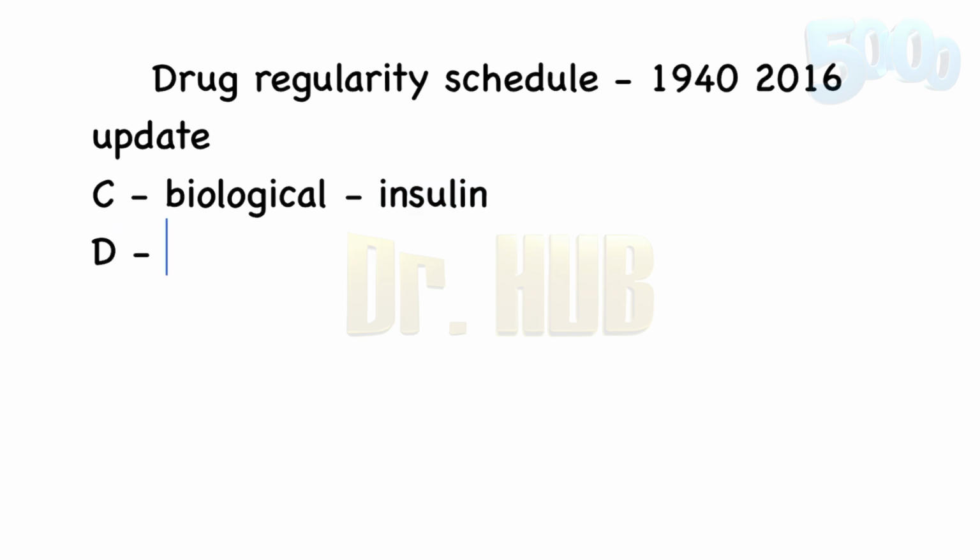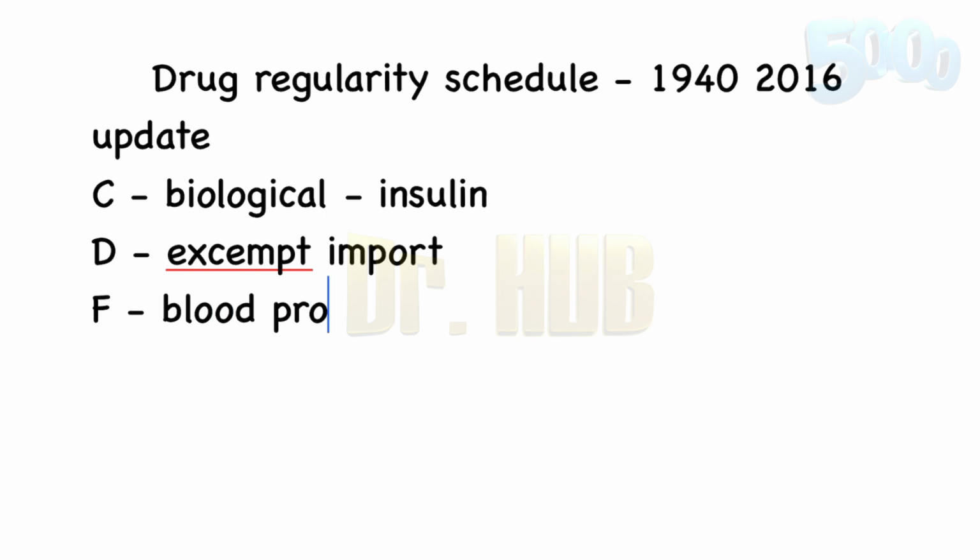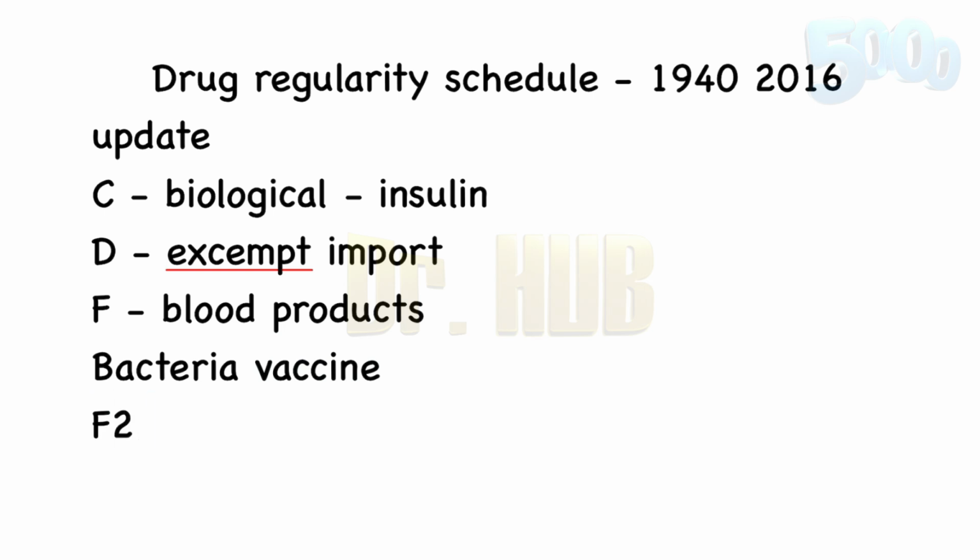Next is D. D stands for the list of drugs exempted from the provision of import. Then moving on to the F. F is where there is blood and the blood products, it is related to this. So there is a F1, which is the production of the bacteria vaccines. Then comes the F2. F2 is the specified standard for the surgical dressing.